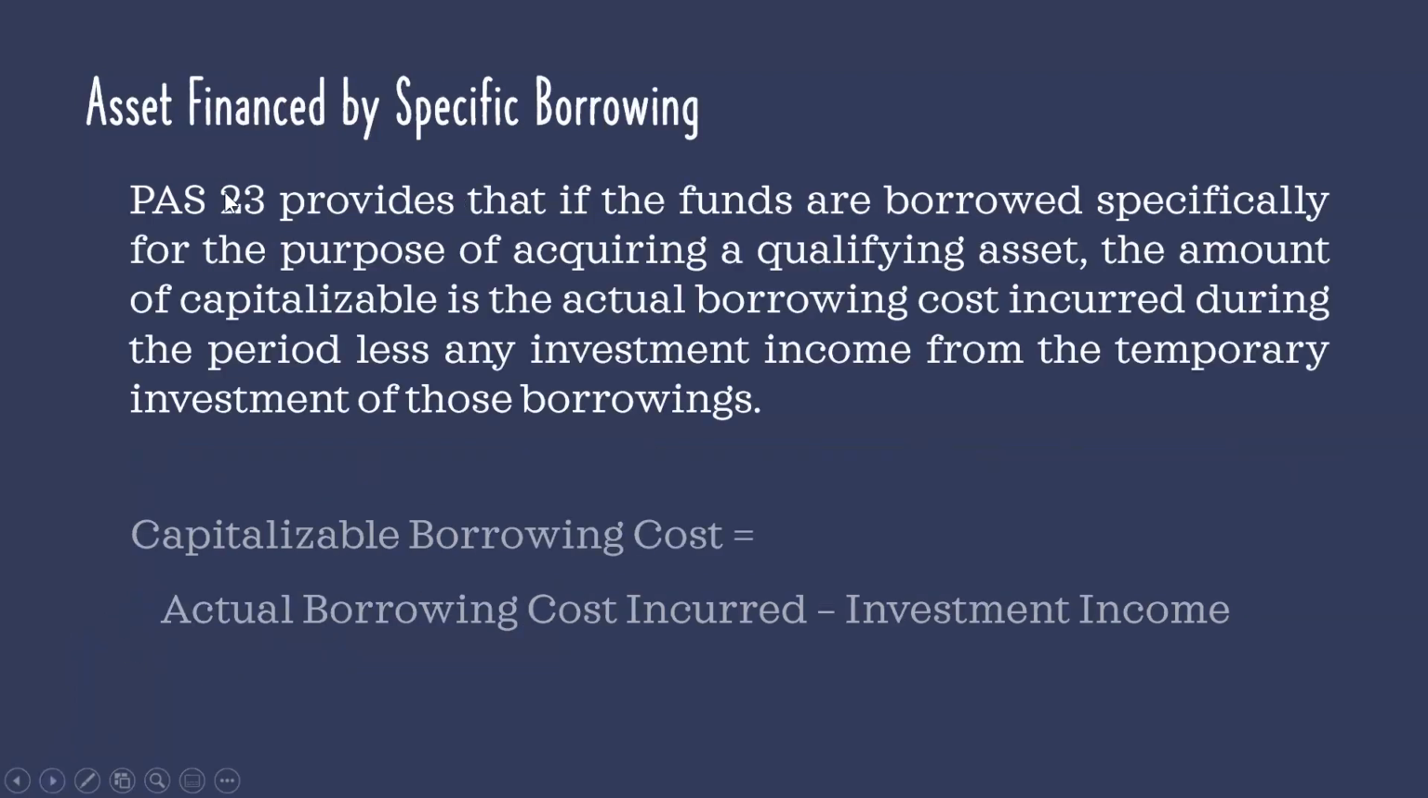So proceed tayo dito sa specific na how do we account for borrowing. So let's try to determine the borrowing cost which is capitalizable. So first we have here assets financed by specific borrowing. So PAS 23 provides that if the funds are borrowed specifically for the purpose of acquiring a qualifying asset, the amount of capitalizable borrowing cost is the actual borrowing cost incurred during the period less any investment income from the temporary investment of those borrowings.